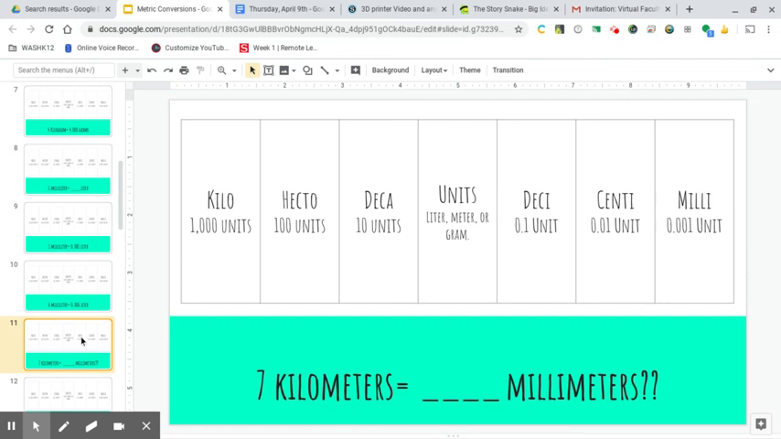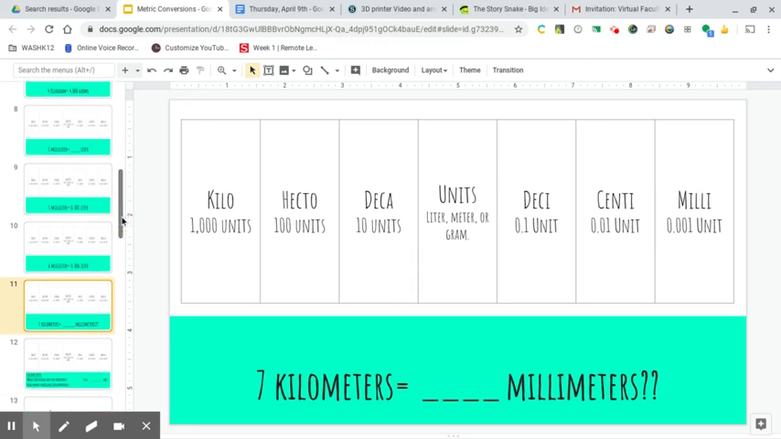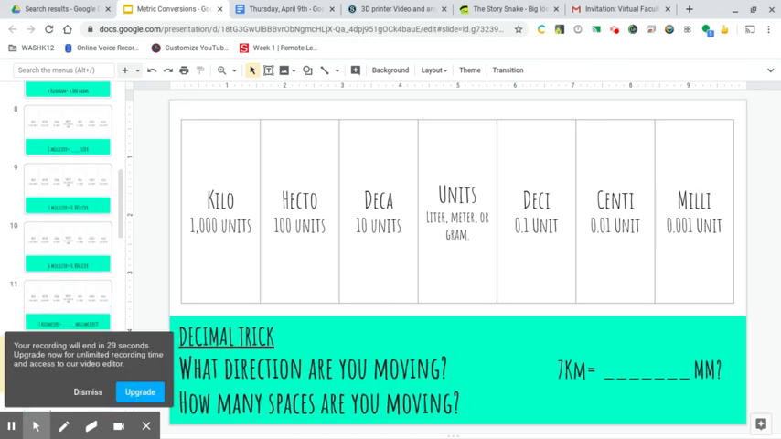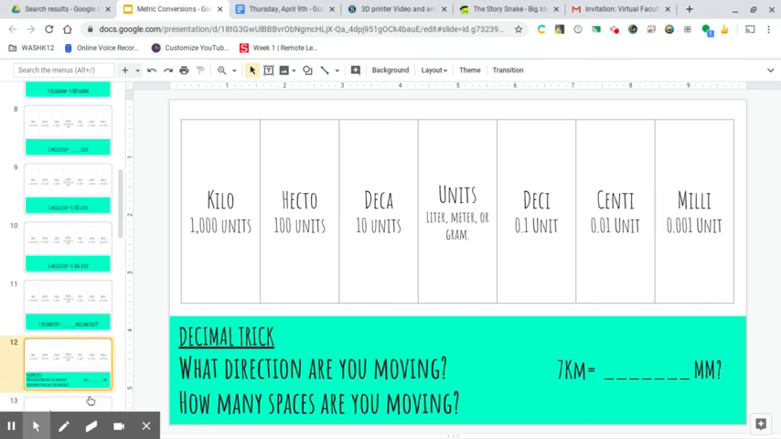But what if we have something a little bit harder, like this? Let's say we're trying to convert 7 kilometers into millimeters. Oh my goodness, how are we going to do that? Well, let me show you. This is where our decimal trick comes in. We are going to be using our decimal trick a lot to solve these problems.